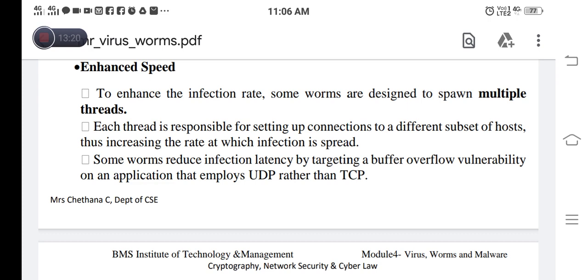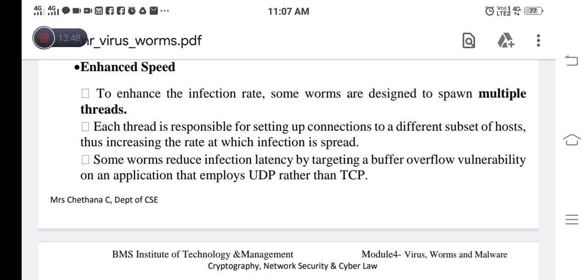Each thread is going to infect more than one machine. So this is how the spreading of the worms is enhanced, the speed is enhanced here. Okay, so again, buffer overflow vulnerability. We have discussed buffer overflow vulnerability, right? It is one of the software vulnerabilities.